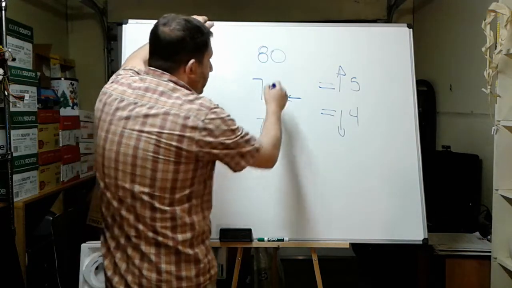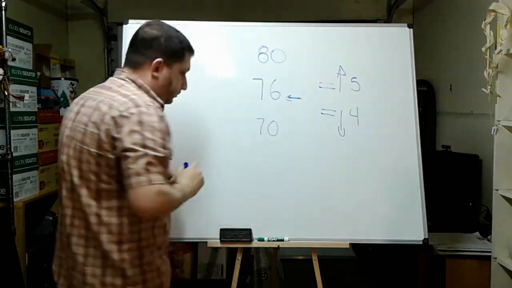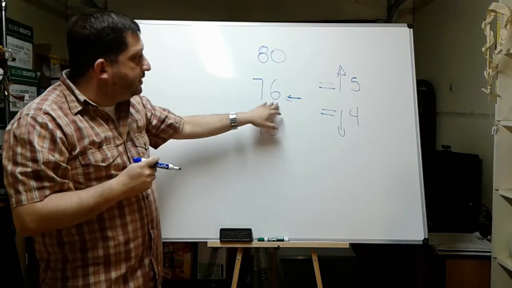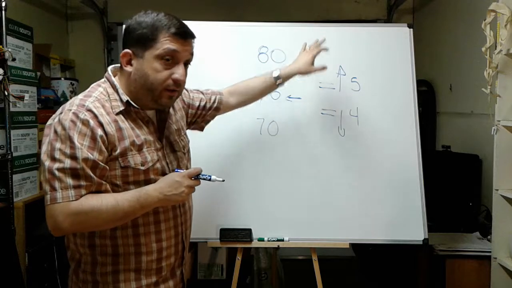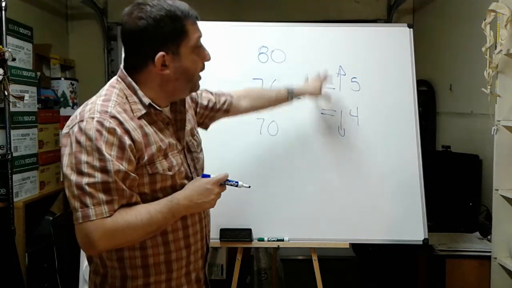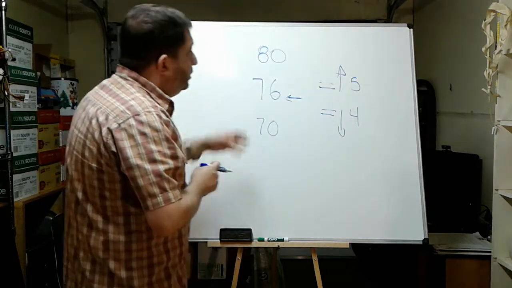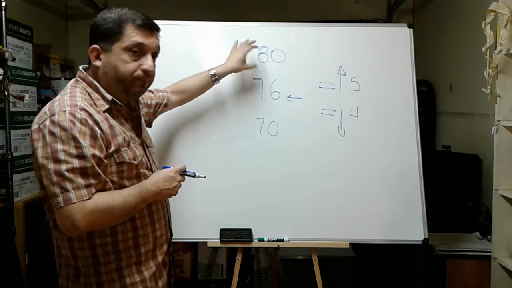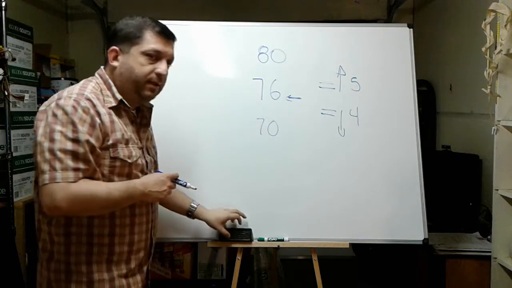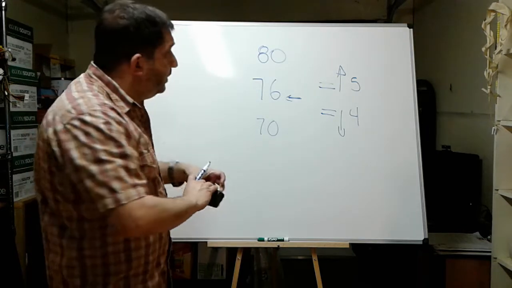Let's take now the number 76, for example. The last number is a 6. The 6 is also greater than 5. It's not equal, but it's greater than 5. So therefore, we're going to round up. So this 76, we will also round it to 80. Okay? Not to 70. Let's take another number now.